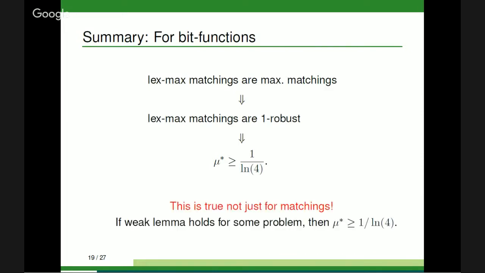And the good thing is that this is true. One interesting thing is that we did this proof for matchings, but then we realized that we don't need to assume that the objects that we're working with are matchings. As long as the weak lemma holds, this proof goes through. So if you had another problem in which you are computing robustness against cardinality, and the weak lemma holds, in that particular problem you can define the robustness and you can define everything as before. You would have mu star is at least 1 over ln of 4.